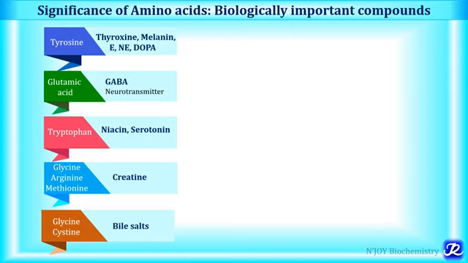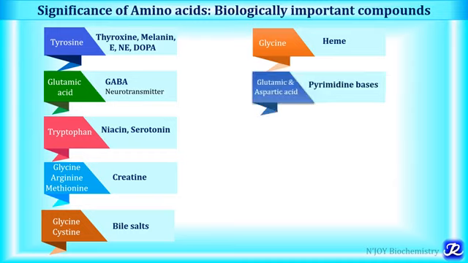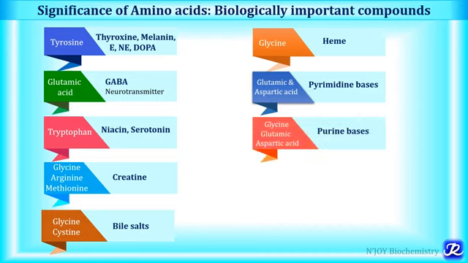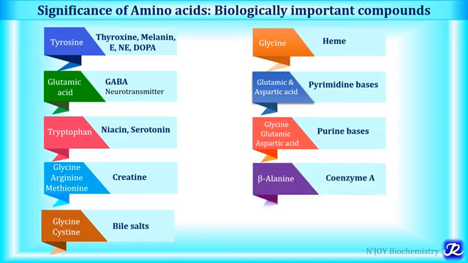Glycine and cysteine are involved in the synthesis of bile salts. Glycine is involved in the synthesis of heme. Glutamic and aspartic acid are required for pyrimidine base synthesis. Various purine bases are also synthesized from glycine, glutamic acid and aspartic acid. Coenzyme A is synthesized from beta alanine and histamine is synthesized from histidine.